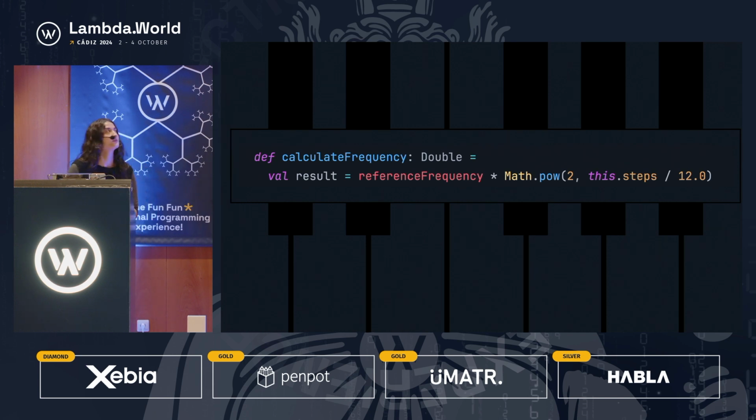We can calculate the frequency of a musical note based on the distance in steps to its reference frequency. So we multiply that reference frequency by 2 raised to the power of the number of steps divided by 12. You don't have to memorize this formula, but it's important to understand what it does because we'll use the same calculation to repitch our samples. So I'll show you how that works.